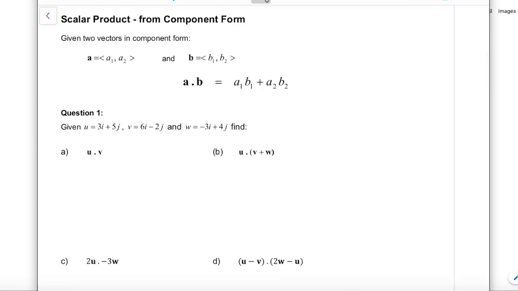So first we're going to have a look at the scalar product from component form. Let's say we have two vectors in component form, vector A, with its i and j components labelled A1 and A2, and vector B with components B1 and B2. To perform the scalar product of vector A times vector B, we simply take the i components from each vector and multiply them together, and then we add on the multiplication of the j components. So let's see that in action.